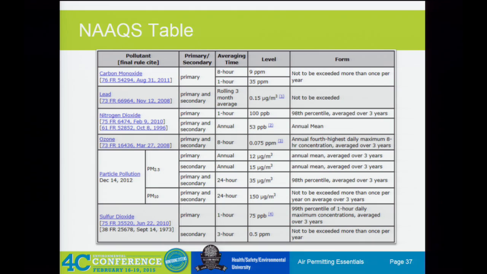This National Ambient Air Quality Standards table is listed here for reference. You can find it on the EPA website. It lists all of the different standards that we have for the pollutants. For example, carbon monoxide has an 8-hour standard and a 1 hour standard with two different levels. As you can see under ozone, we have a primary and secondary 8-hour standard of 0.075, and that's the one we'll talk about a little bit, as they are looking to decrease that standard right now.